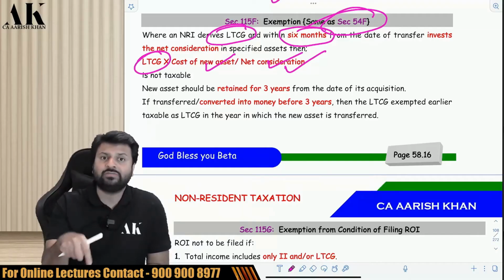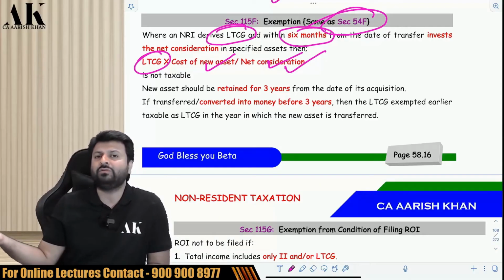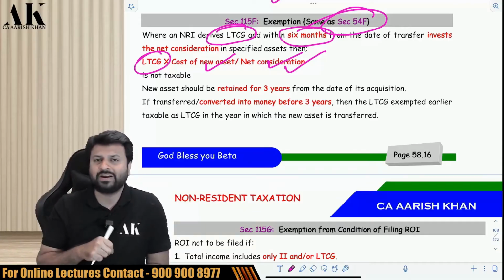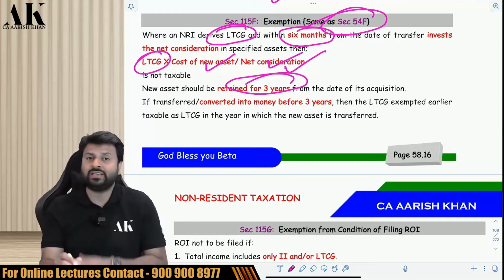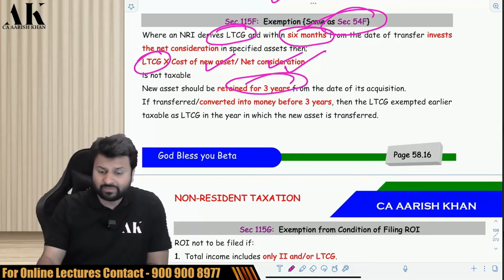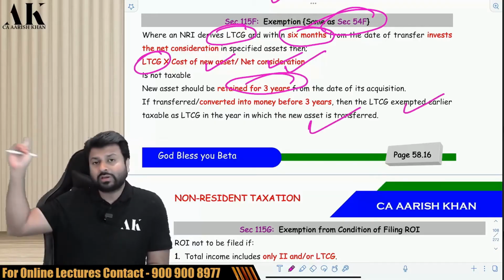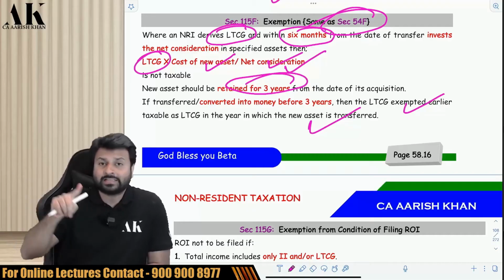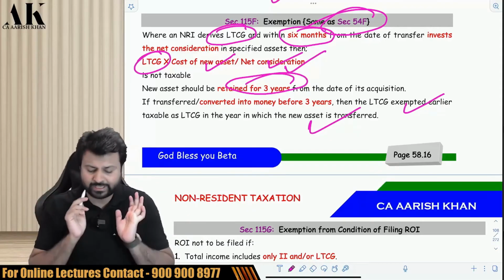And the new asset which you are purchasing within 6 months, so that you get your old capital gains exempt, the new asset should not be sold for a period of 3 years. There is a lock-in of 3 years over here. If you sell within 3 years, then the capital gain exempted earlier will be withdrawn, and the capital gain on the new asset will also be charged to you. So capital gains which were exempted earlier are exempted subject to a condition: you do not sell the new asset within a period of 3 years. Check it over here.